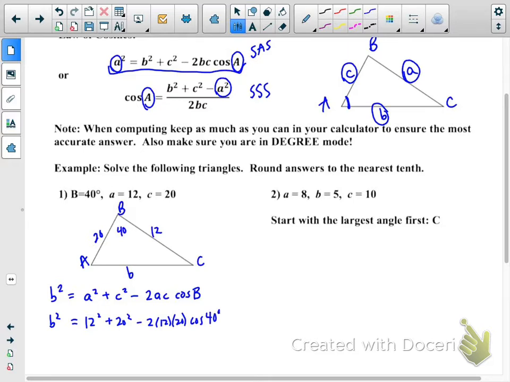Now, I do not expect to see any work on any of this right here. Type this in your calculator all in one step. When students don't, a lot of times they get themselves into trouble. For example, right here, this is attached to the cosine of 40. So you cannot do 12 squared plus 20 squared minus this, get an answer, and then take that times the cosine of 40. It's wrong, okay? This is all one thing.